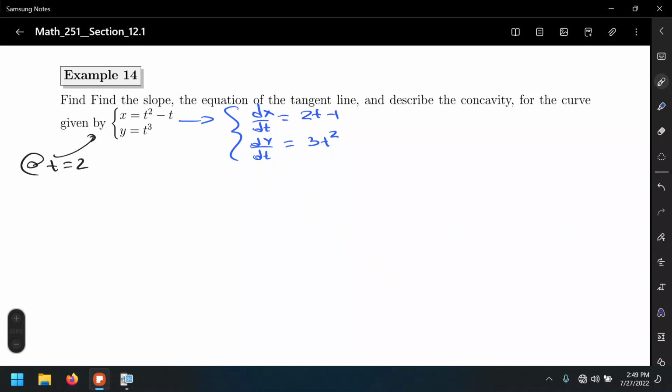At t equals 2, we're going to find an equation, but where? We're going to see the concavity, but where? So I didn't type that part. All right, so number 1.